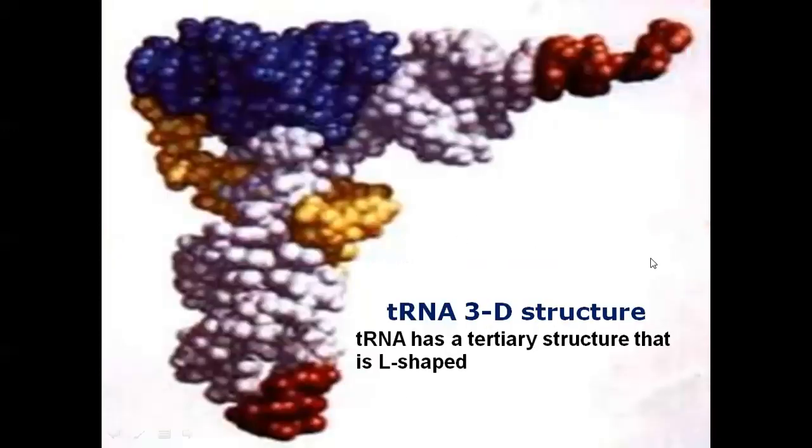What is the normal tRNA three-dimensional structure? That means the tertiary structure is L-shaped, because 1D, one dimensional, is the primary structure, the linear structure. 2D, two dimensional, is the secondary structure, but 3D is the tertiary, and 4D quaternary, and so on.